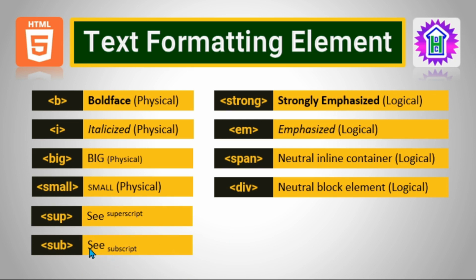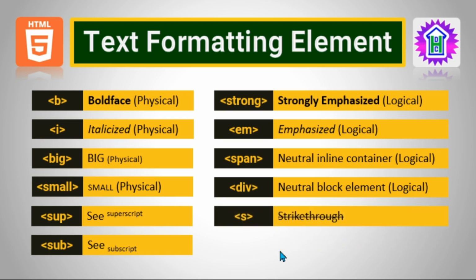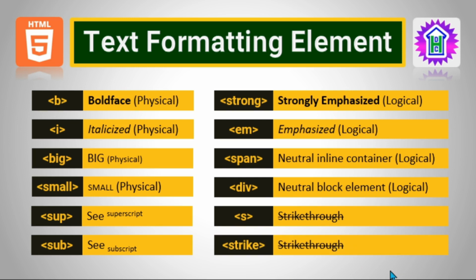Then we have something called S, which is used to make strikethrough text, where the text is cut through the middle. Then instead of S, we can also write strike, which will have the same effect as S. It will also display strikethrough text.